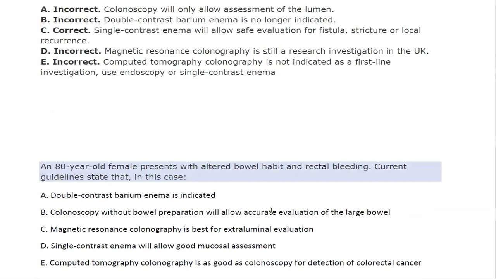An 80-year-old female presents with altered bowel habit and rectal bleeding. Current guidelines state that in this case, double contrast barium enema is indicated. Colonoscopy without bowel preparation will allow accurate evaluation of the large bowel. MR colonography is best for extraluminal evaluation. Single contrast enema will allow good mucosal assessment. CT colonography is as good as colonoscopy for detection of colorectal cancer. He is asking about the current guidelines.